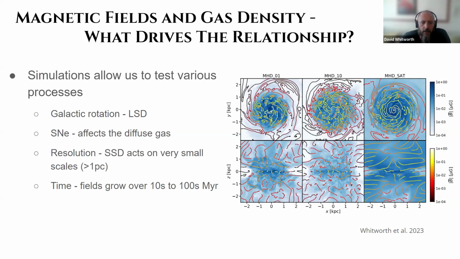So the simulations allow us to test various processes. So we can look at galactic rotation, so shear, so the large scale dynamo. We can look at supernova, how that affects the diffuse gas. We can look at resolution, because we know the small scale dynamo acts on very small scales. And we can also look at the time growth on this.